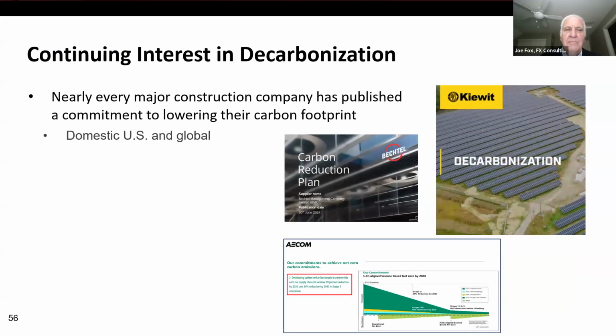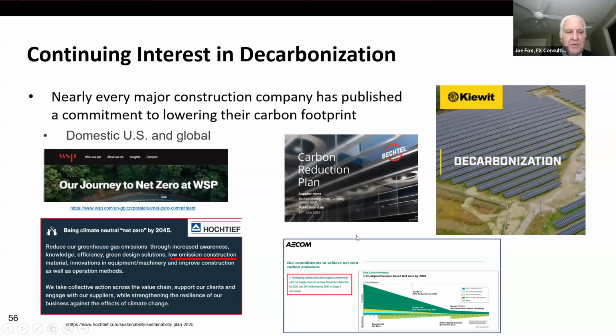I could show you many, many more examples of this, but again, nearly every major construction company has published a commitment to lowering their carbon footprint. Here are some examples from the United States: Bechtel, Kiewit, AECOM. Here are some examples from Europe. You've got WSP in the UK. You've got Hochtief in Germany, interested in low emission construction.